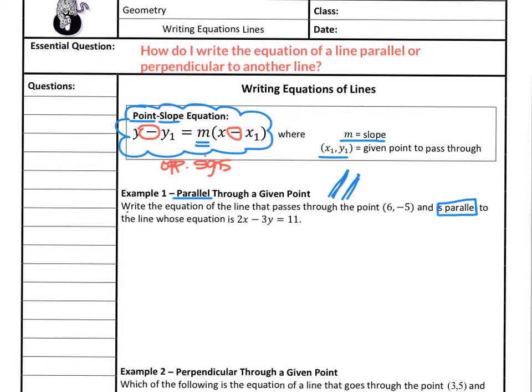Okay, so write the equation of a line that passes through the point, so here's our x1, y1, that is parallel. So if it's parallel, we need the same m, or the same slope, to the line whose equation is this, 2x minus 3y.